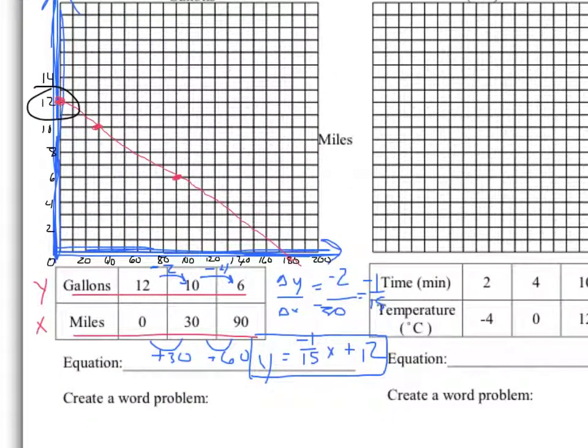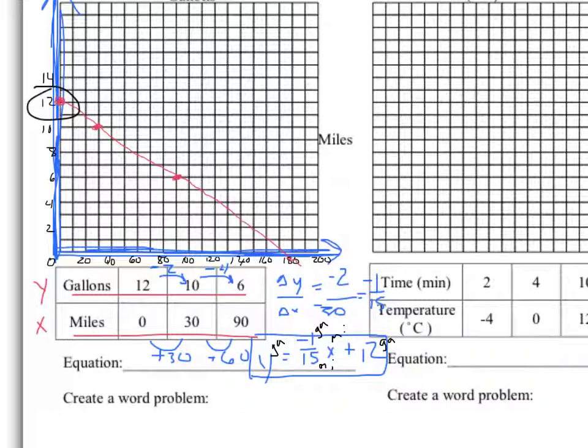Now, if we go through and we put our units on that, we know that the x is supposed to be miles, which means this 15 down here needs to be miles. And this one on top needs to be gallons. The y is supposed to be gallons. And that means this 12 is also going to be gallons. If we put all the units on it, now we can start writing our equation.